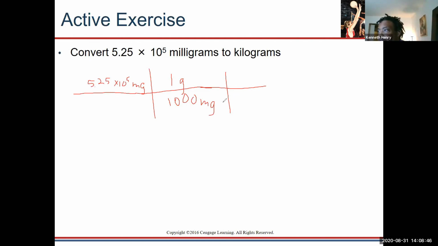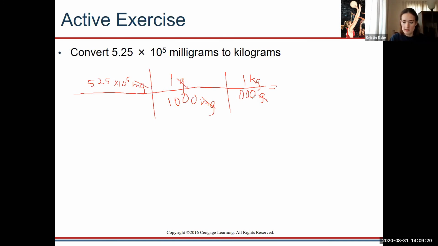Okay, so now I'm going to put the 1,000 on the bottom. And so 1 kilogram on top. Okay, so that's 1, 2, 3 zeros here. That's 1, 2, 3 zeros here. So if I have 3 zeros and 3 zeros on both of those, I can add those, so 6 zeros. So that'll be a million.